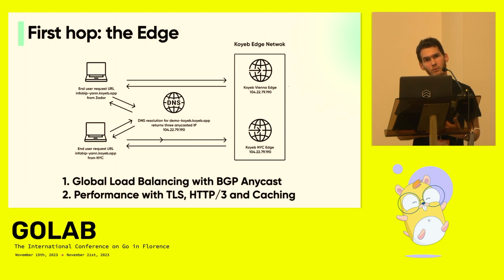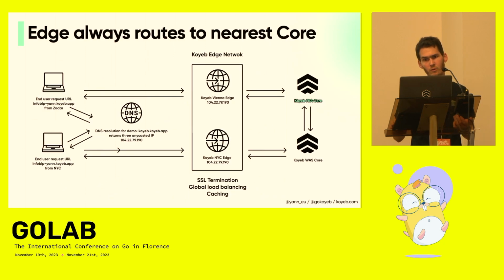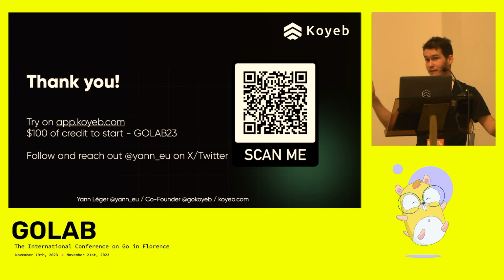It's going to deal with HTTP3 if your browser supports it. It's going to provide caching, and from the edge network, we are going to route to the nearest core location, and transport the traffic to where your application is actually running. So if you deploy, for instance, only in New York, it's going to go through the nearest edge location, the nearest core location, and then to where your application is running. And that's it for today.